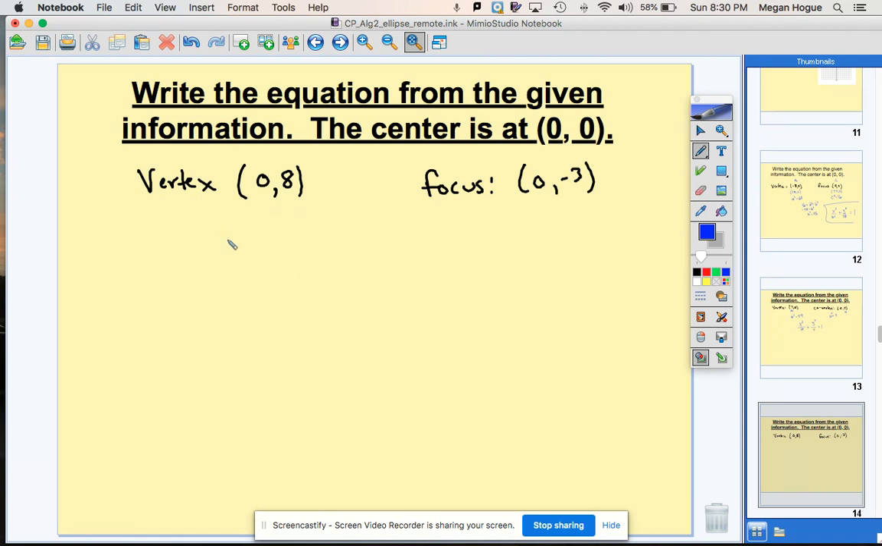All right, so this one, why don't you give it a try on your own? We've got a vertex, 0, 8, be the same thing as 0, negative 8. Focus, 0, negative 3. So that's my A, that's my C. So A squared is equal to 64. C squared is equal to 9. So I'm going to say 9 is equal to 64 minus B squared. B squared, I could go ahead and jump to that. We're going to do 64 minus 9. That's going to give us 55.